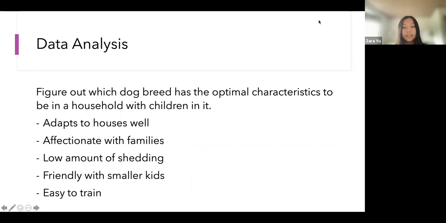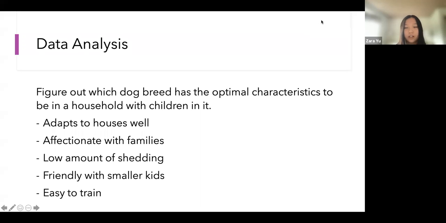So for data analysis, you have to figure out which dog breed has the optimal characteristics to be in a household with children in. So this would be adapting to houses well, affectionate with families, low amount of shedding, friendly with smaller kids, and easy to train.